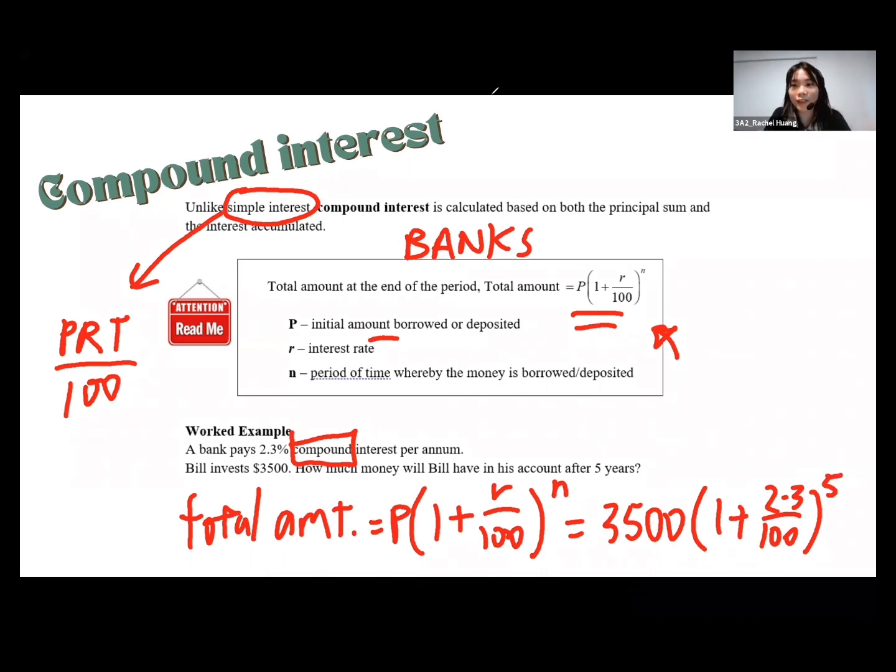Okay, so after I have applied the formula, all I have to do next is to use the calculator to calculate this value, and then I will get the amount of money that has been there. Okay, so that will be your answer. So this topic is actually quite simple. All you need to do is to apply the formula.